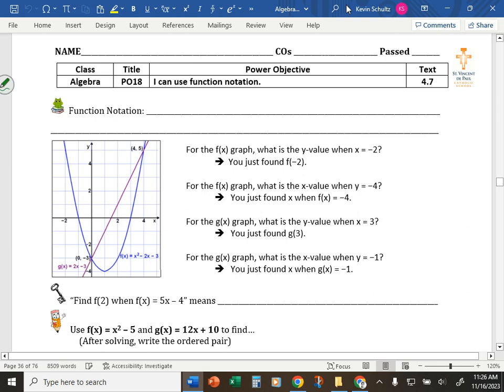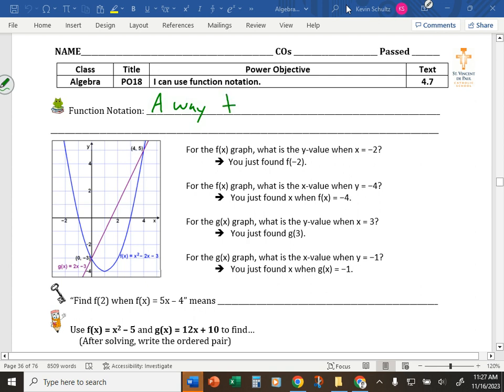Algebra, we are on day 2 of PO18, function notation. We talked yesterday, kind of an intro to it, what function notation is used for. Who can remind us what function notation is used for? Anthony: It's a way to identify a relation as a function, as well as identifying graphs on the equation. Could not have said it better myself.